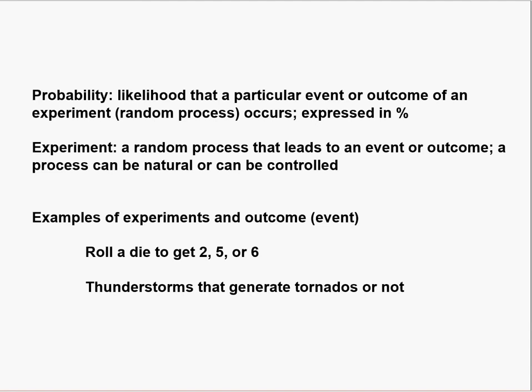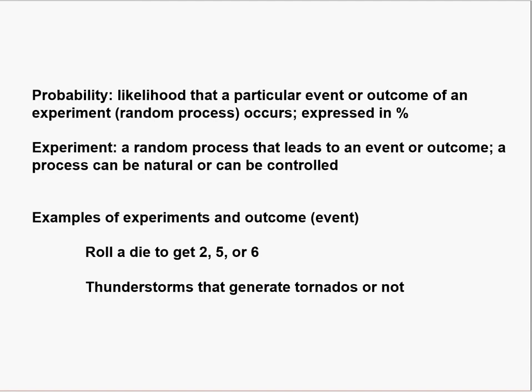What is an experiment? An experiment is a random process that leads to a certain outcome. A random process, as we mentioned early on, is a process where the outcome is uncertain. Any random process will lead to some kind of outcome. This outcome we call an event. This experiment can be a natural event or a controlled event.